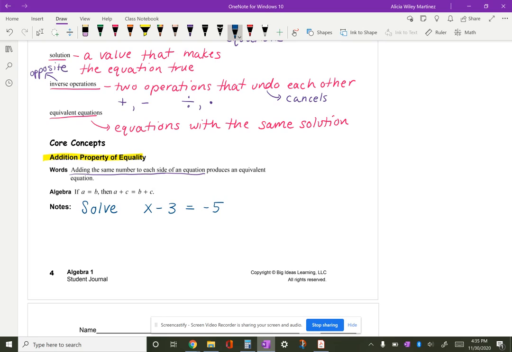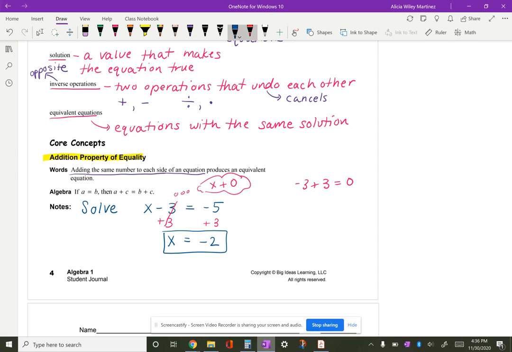The way that we solve this is we use the inverse operation of minusing 3, which is adding 3. If I do that on one side, I must do it on the other side. That will allow us to cancel this out. And the reason it cancels it out is because negative 3 plus 3 equals 0. So what that leaves me with is x plus 0. We don't need to write x plus 0. We can just write x, bring down the equal sign, and simplify negative 5 plus 3, which is negative 2. So negative 2 is our solution.